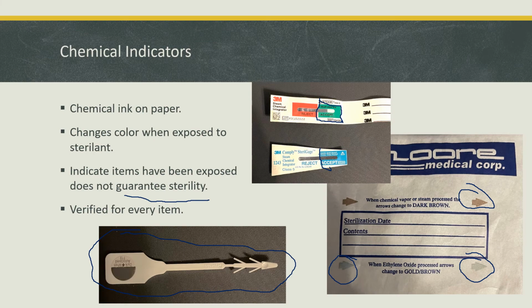And we verify all pieces and parts, from internal indicators to the external indicators. Every single item that we open that has been autoclaved in-house, we're going to be checking these.